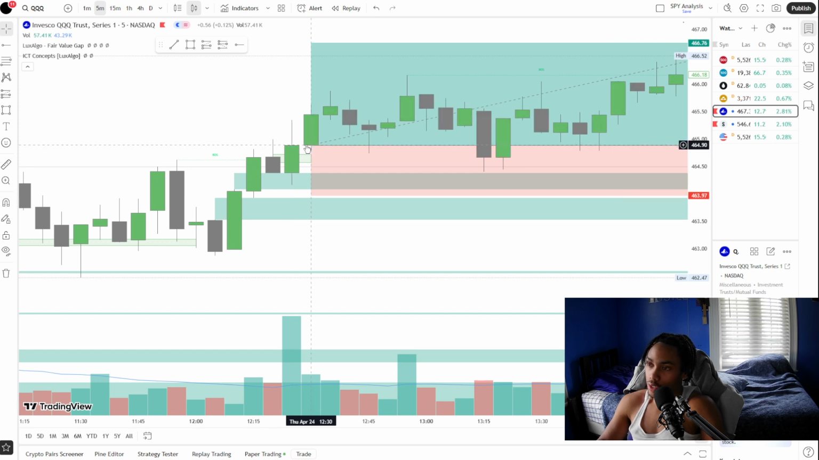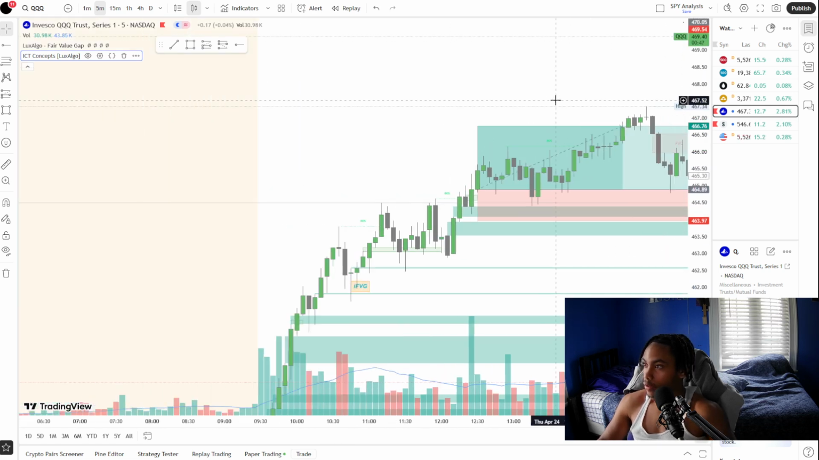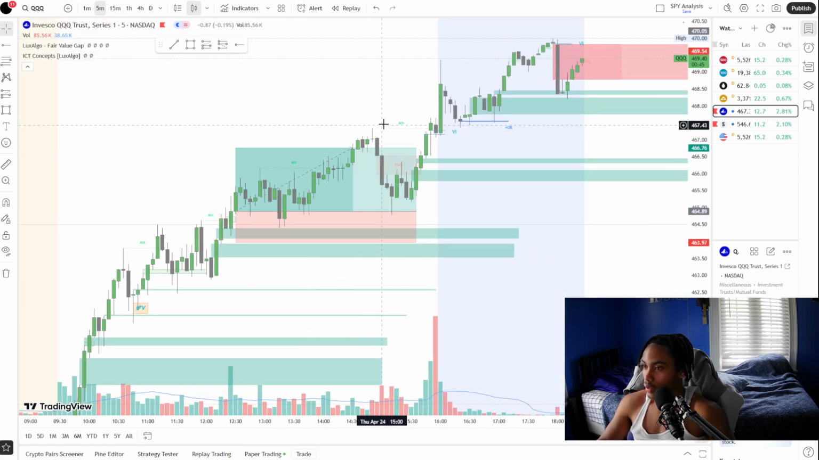So I just entered on this candle closure. Stop right around this level on the fair value gap. Just keep it a little bit low, give it some breathing room. Aim for the 2-to-1. And what do you see happen here? We get that 2-to-1. Right?